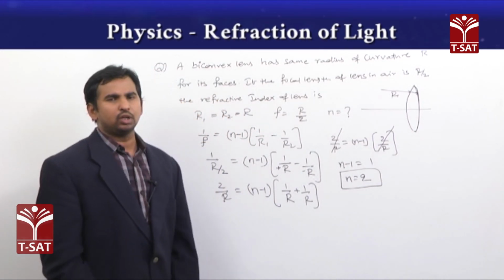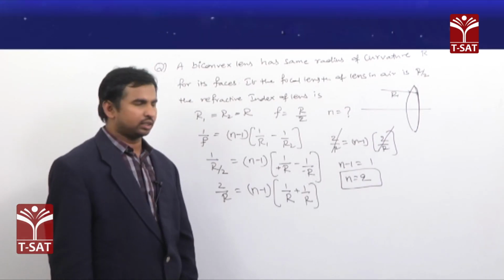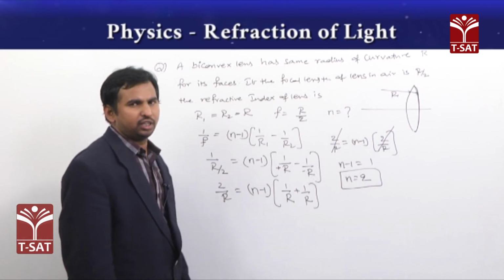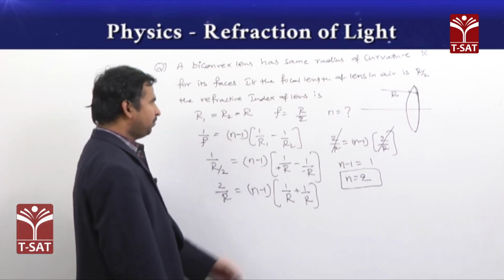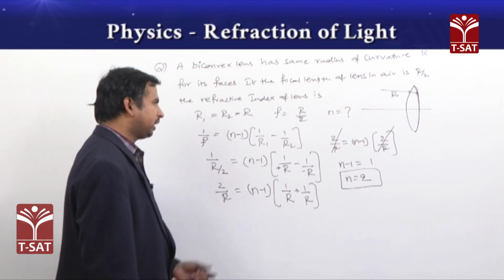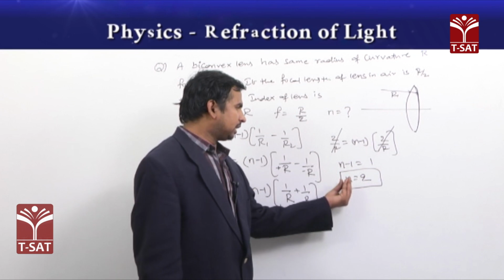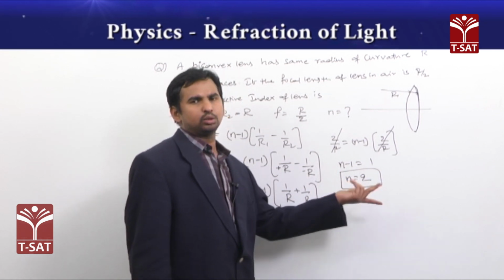So when you take a lens having the same radius of curvature R and R, and the focal length taken as R by 2, which is half of the R value, then if you substitute that, finally we get the refractive index of the given lens material, the n value, as 2.